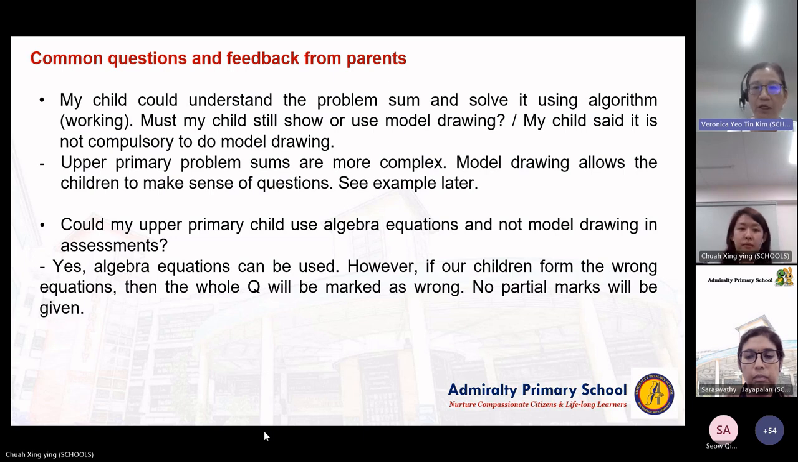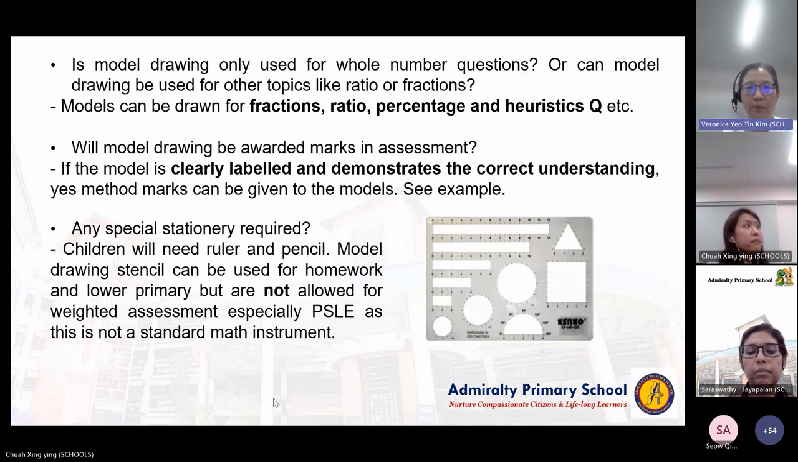Reason very simple. If the child forms the wrong equation, basically it means the child does not understand the variables in the question. So wrong equation means the whole question is marked wrong. So there is in a way, a risk to use algebra equation. Whereas if the model drawing is labeled, correctly used, certain partial marks can be given to the models. Okay? Yeah. So model drawing only for whole number questions.